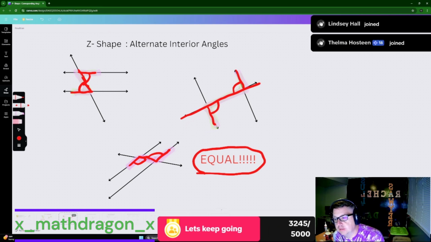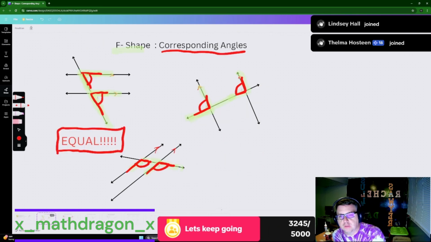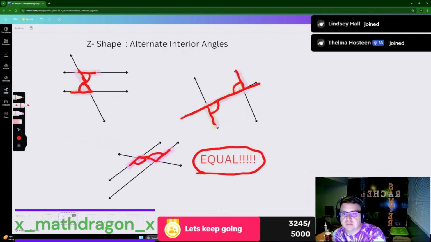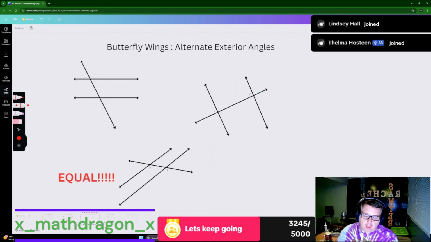So that is numero dos. The first one, F shape, corresponding. Second one, Z shape, alternate interior angles. Third one is what I like to call the butterfly wings.